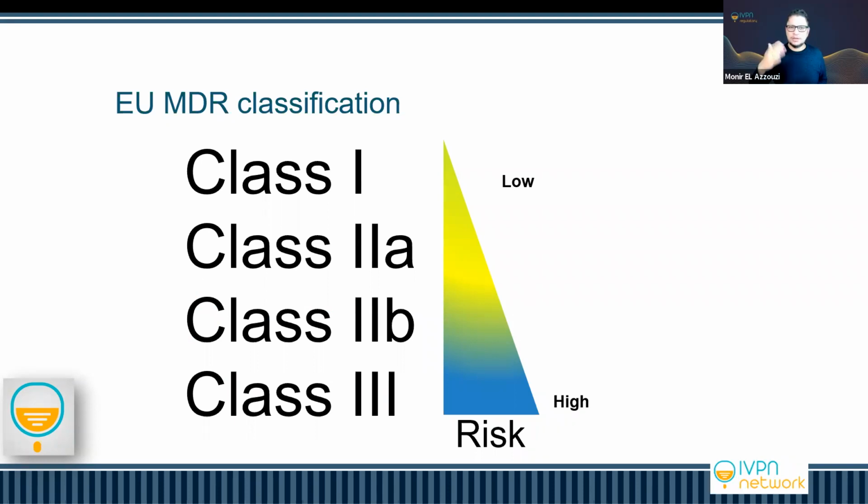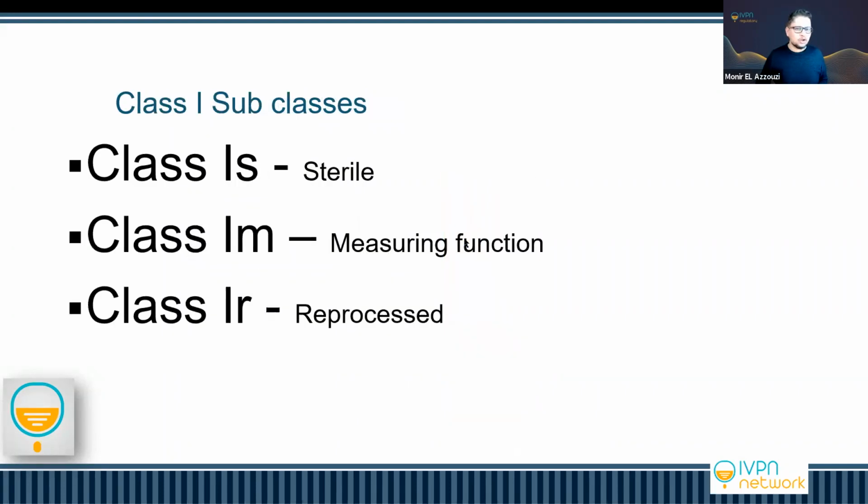Now you also have to understand that there are some subclasses under class 1. The subclasses under class 1 are class 1S, which is a class 1 device that is delivered in a sterile condition. You have class 1M, which is a class 1 device that has a measuring function. And you have class 1R, which is a class 1 device that is reprocessed.